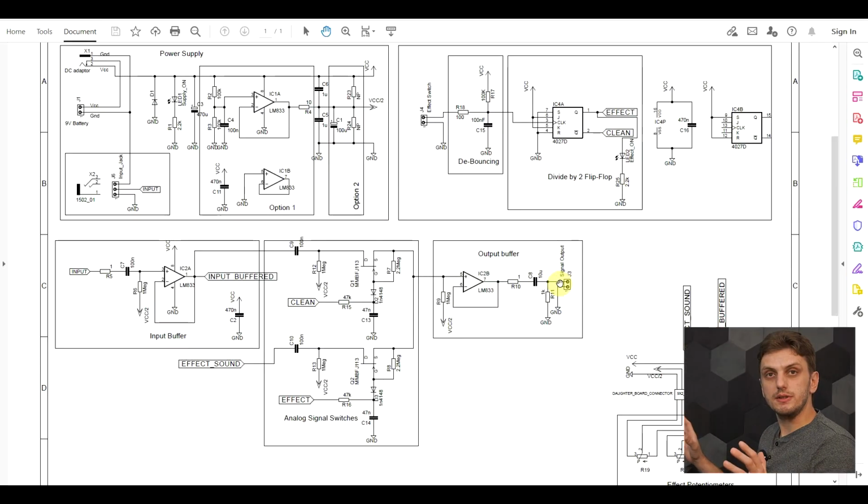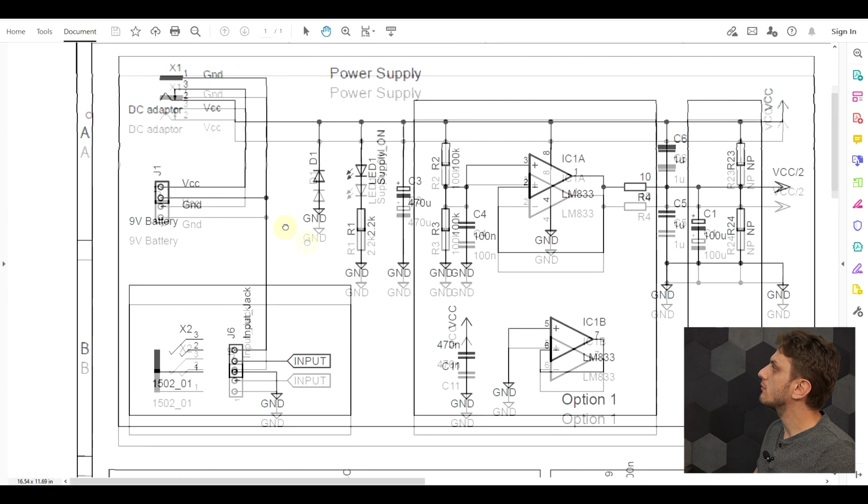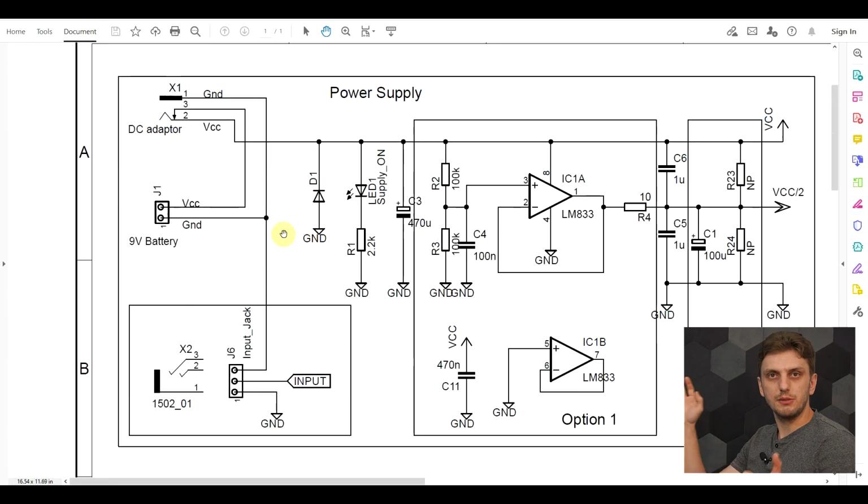And this is the final schematic that I came up with. So let's start off by looking at the power supply section. Now normally you would need some diodes to select between the battery and the DC adapter, and you would also need a switch to turn the device off. But in this case I'm relying on the connectors themselves to help me out on this.